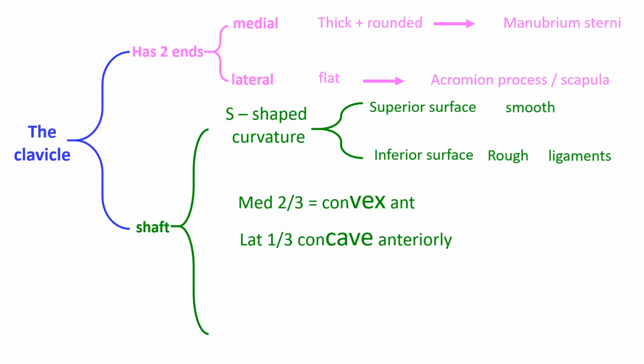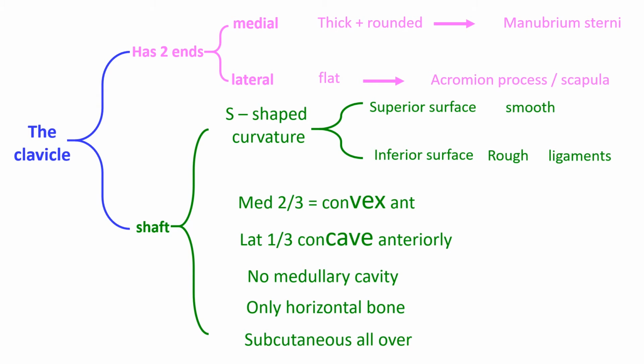The medial curve is longer than the lateral curve, and there is no medullary cavity, and it is the only horizontal bone in the appendicular skeleton, and it is subcutaneous all over its length. You can feel it under your skin.